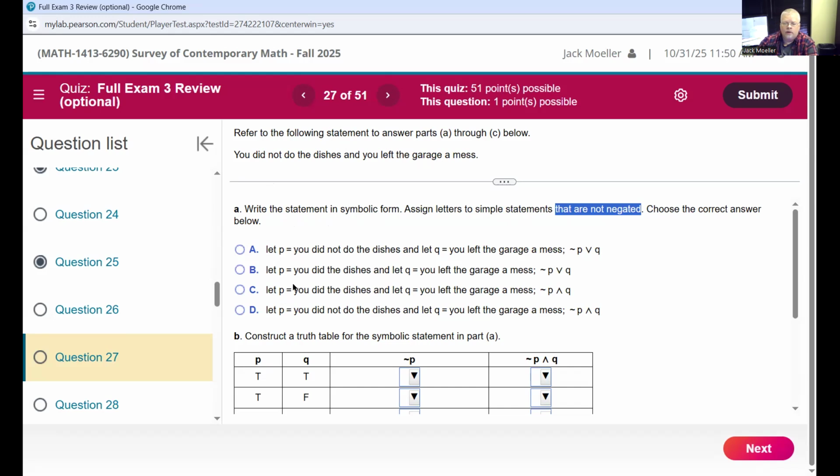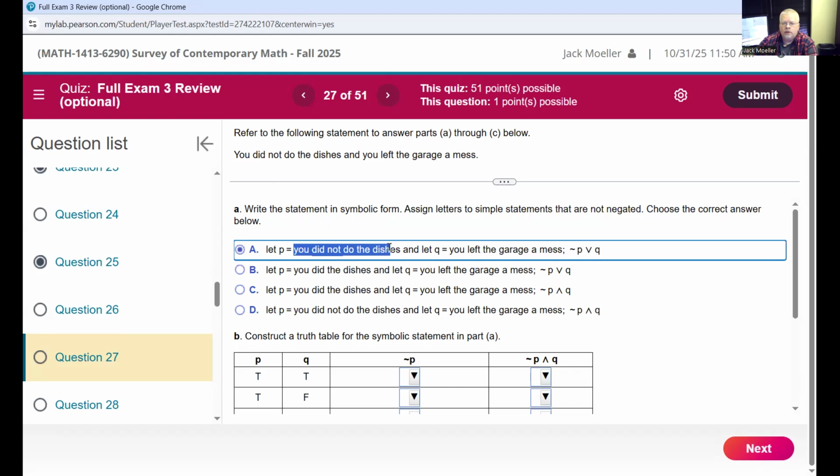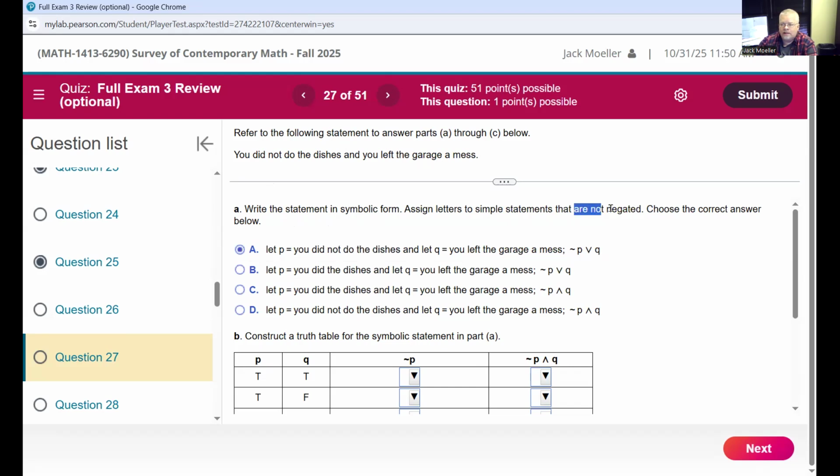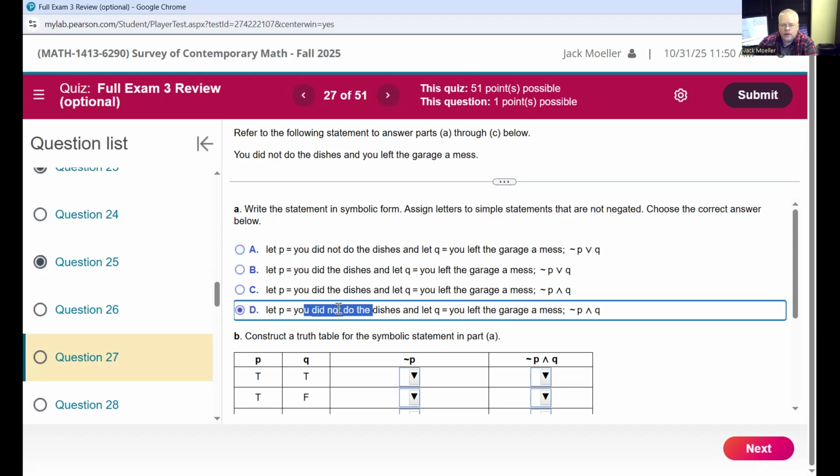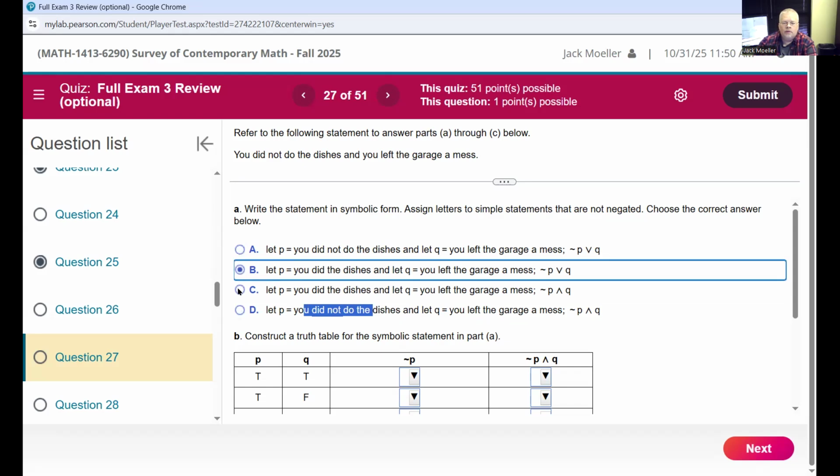And they even define P and Q for us. So A: P is do not do the dishes. We can't do that one because it says are not negated, so in our original statement we can't have nots. So it can't be A. B, P is you did the dishes, and Q, you left the garage a mess. So it might be that one. C, did the dishes, left the garage a mess. So it might be that one. D, you did not do the dishes. So again, there's a do not in the original one, so it can't be D. So is it B or is it C?